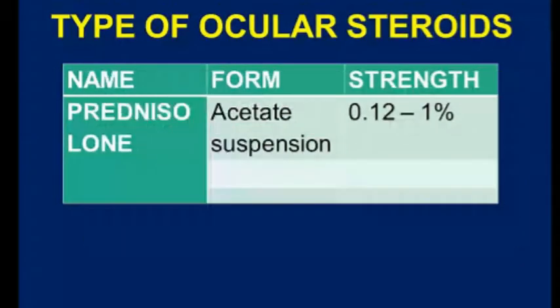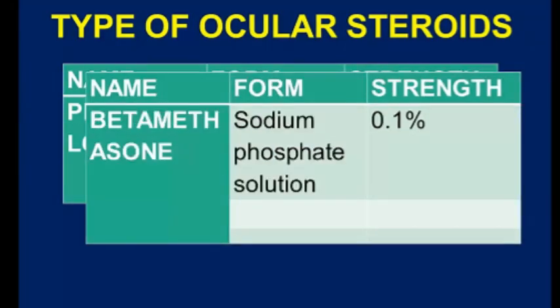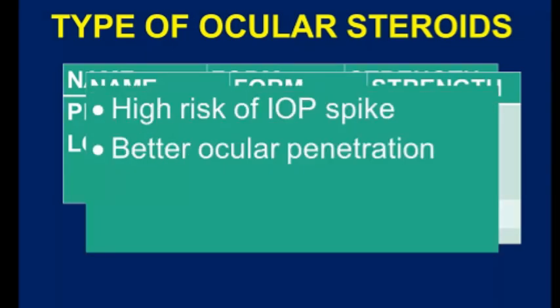So an example of our corticosteroid is prednisolone. Another example is betamethasone, which is in sodium phosphate solution, 0.1%. So there is high risk of spike of IOP. Like I said, if you abuse corticosteroids, it puts you at risk of glaucoma, because steroids increase intraocular pressure when used for a long time. So it's important that you check the IOP before you administer steroid. If it's a patient that is ocular hypertensive, you take caution.